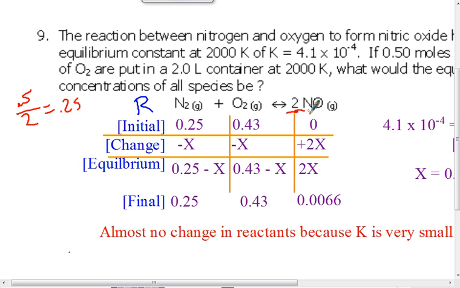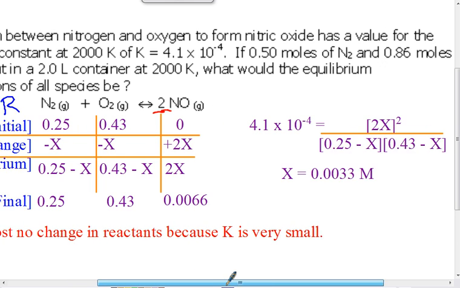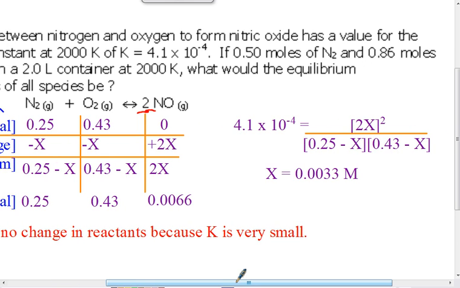Coefficient of 2. What's very different about this question compared to the last two is that now we've got this in terms of x, but there's no clue up here. There's no 'at equilibrium, 12% is left,' or 'at equilibrium, there's now this mass.' There are no clues. All you have is the constant. So you could write that the constant equals the products squared divided by the reactants, and solve for x.